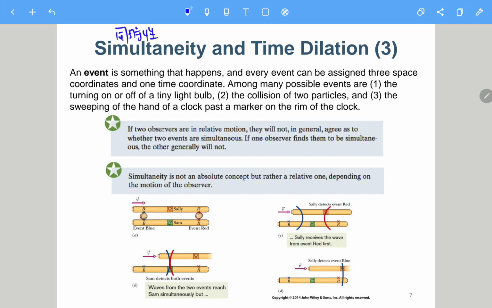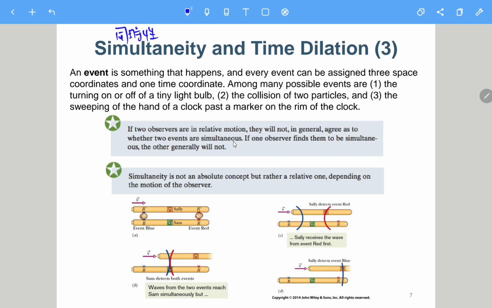Yeah, that's very interesting. Here it says an event is something that happened, and every event can be assigned three space coordinates, XYZ, and one time coordinate, the time t. Among many possible events are turning on or off a tiny light bulb, the collision of two particles, and the sweeping hand of a clock passing a marker on the river clock. If two observers are in relative motion, they will not in general agree as to whether two events are simultaneous.